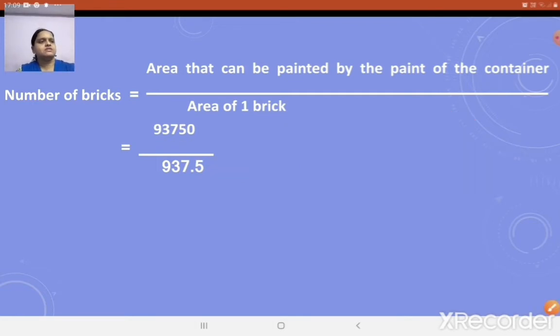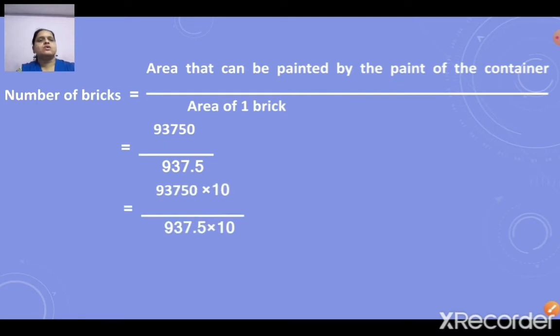Is it correct? Let us see once again stepwise. So multiply numerator and denominator by 10. So 93,750 multiplied by 10, divided by 937.5 multiplied by 10. So the next step we are getting here is 937,500 divided by 9,375. So we can simply cancel it and we get the final answer as 100. So the total number of bricks we are getting here is 100.